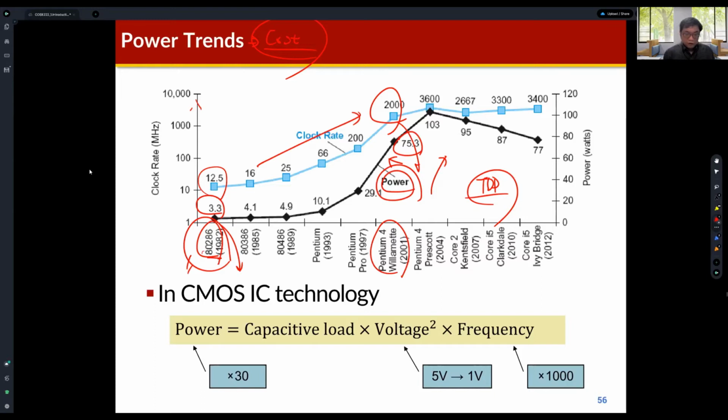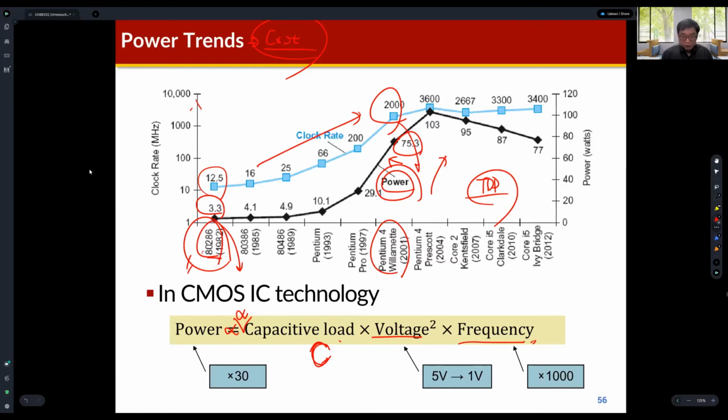So usually in CMOS technology, the power is calculated by adding the activity factor alpha, and this is proportional. So power is the activity factor alpha multiplied by the capacitive load C, multiplied by the square of the supply voltage, and the frequency.